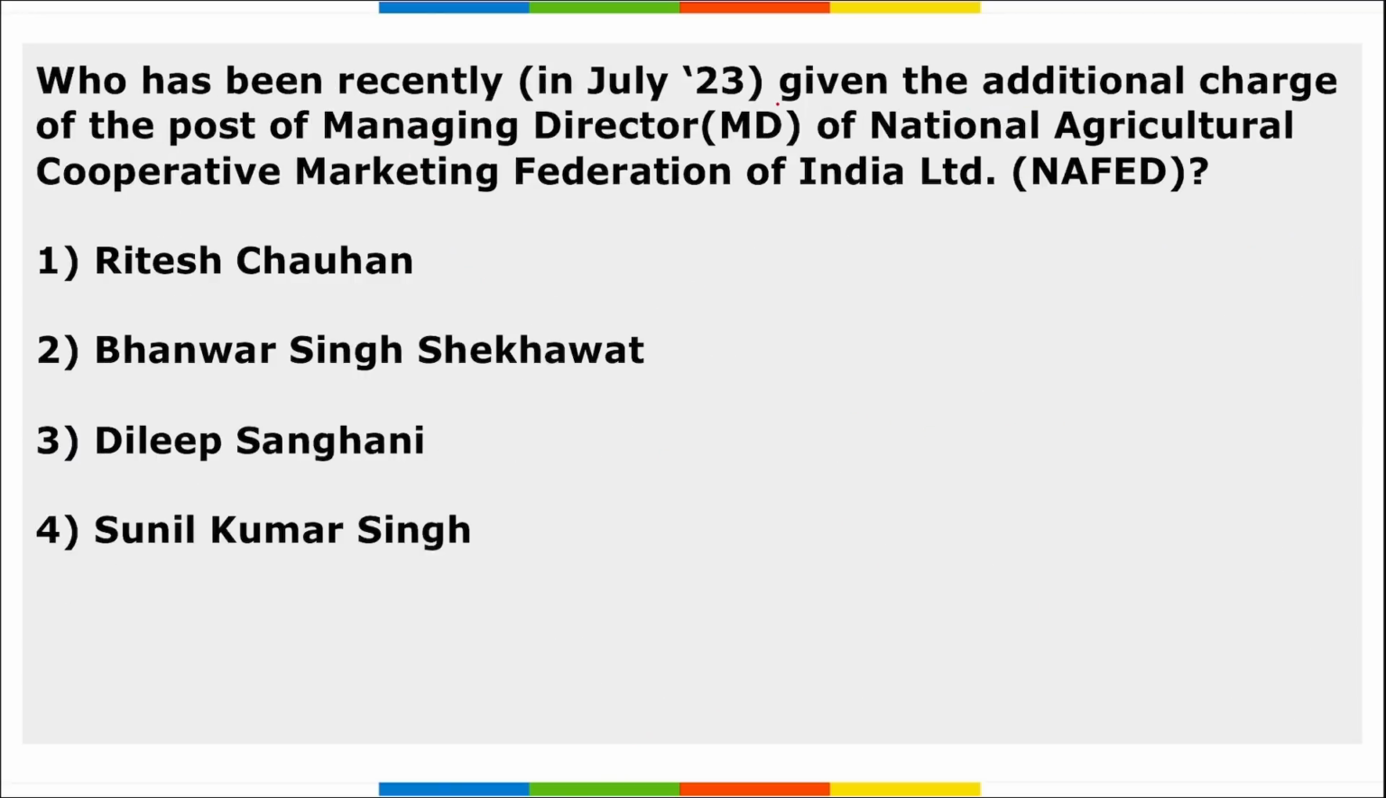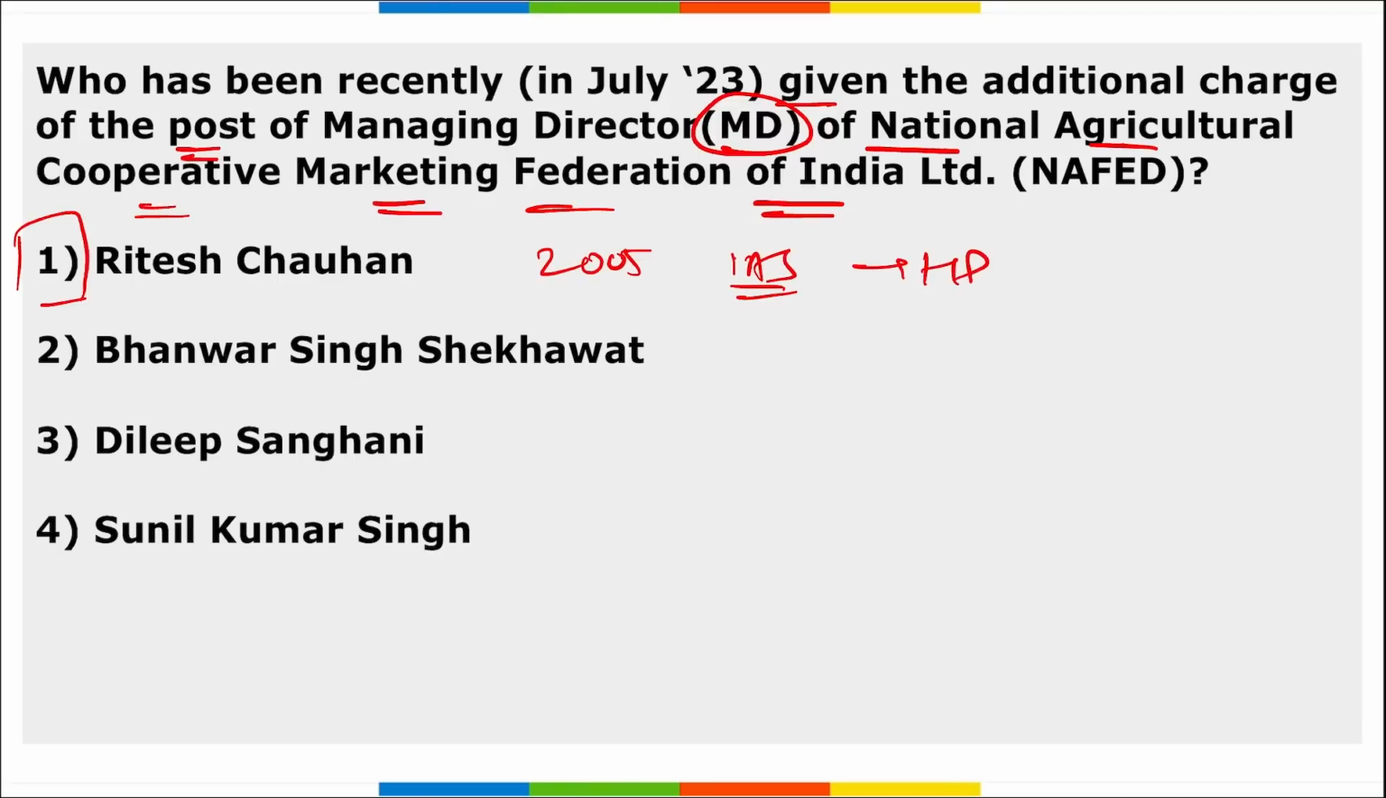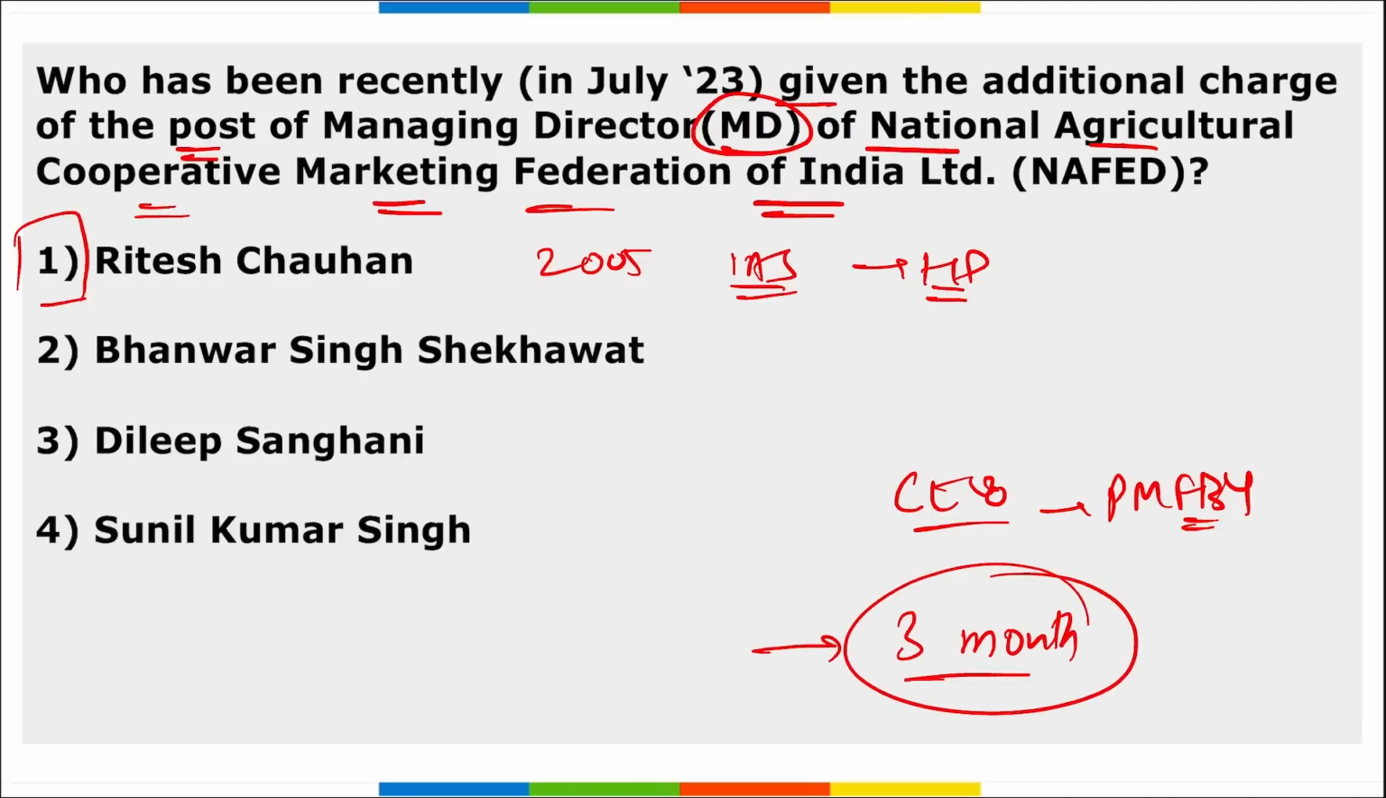Next, who has been recently given the additional charge of the post of Managing Director of National Agriculture Cooperative Marketing Federation of India, that is NAFED? He is Ritesh Chauhan. He is a 2005 batch IAS officer of Himachal Pradesh cadre, and he has been recently given the additional charge of the post of Managing Director of NAFED. Currently, he is serving as the Chief Executive Officer of Pradhan Mantri Fasal Bima Yojana. Correct? Next, what is the tenure of his position? He will be in this position for 3 months.